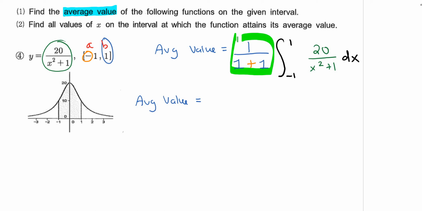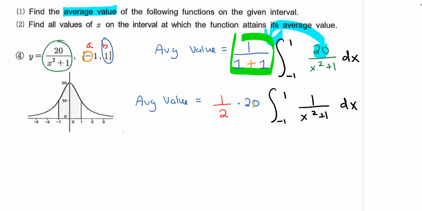1 over 1 plus 1 is going to be 1/2, so 1 over 2. And one more thing that you might want to do is there's a 20 here. Let's just bring that to the outside. So I can put my 20 there, and then I can have my integral sign from -1 to 1 of 1 over x squared plus 1 dx. And then I have 20 divided by 2, which is going to be 10, so 10.